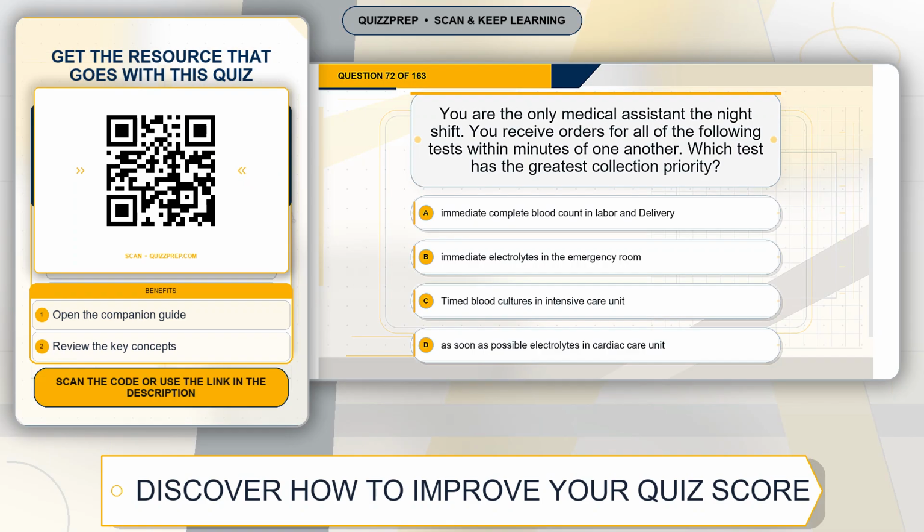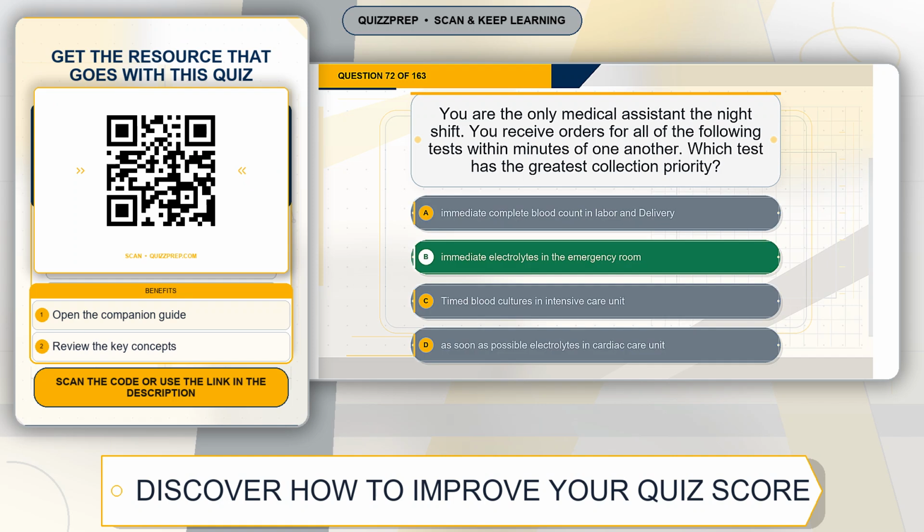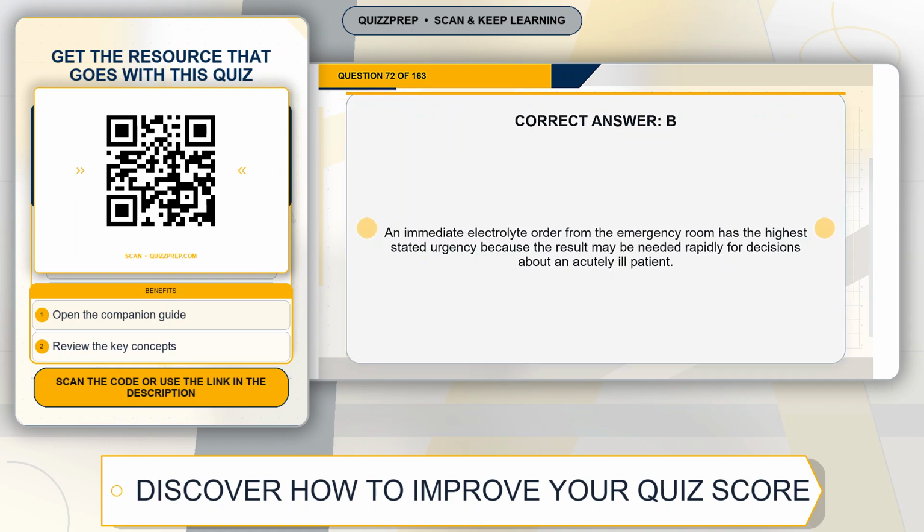Question 72. You are the only medical assistant on the night shift. You receive orders for all of the following tests within minutes of one another. Which test has the greatest collection priority? Option A, immediate complete blood count in labor and delivery. Option B, immediate electrolytes in the emergency room. Option C, timed blood cultures in intensive care unit. Option D, as soon as possible electrolytes in cardiac care unit. The correct answer is option B, immediate electrolytes in the emergency room. Explanation. An immediate electrolyte order from the emergency room has the highest stated urgency because the result may be needed rapidly for decisions about an acutely ill patient.